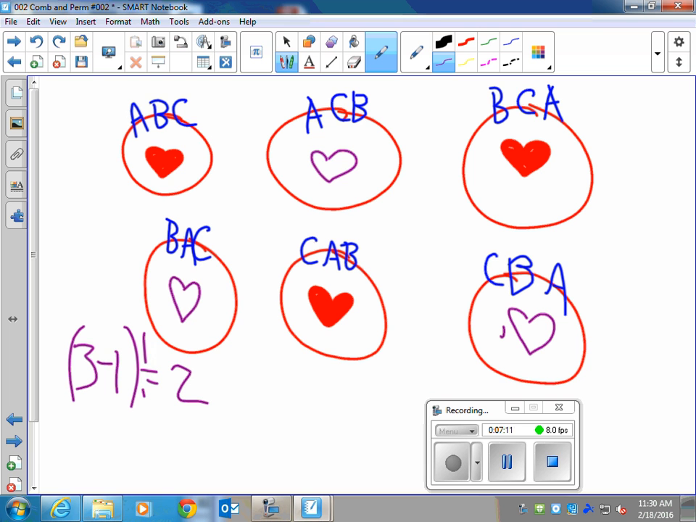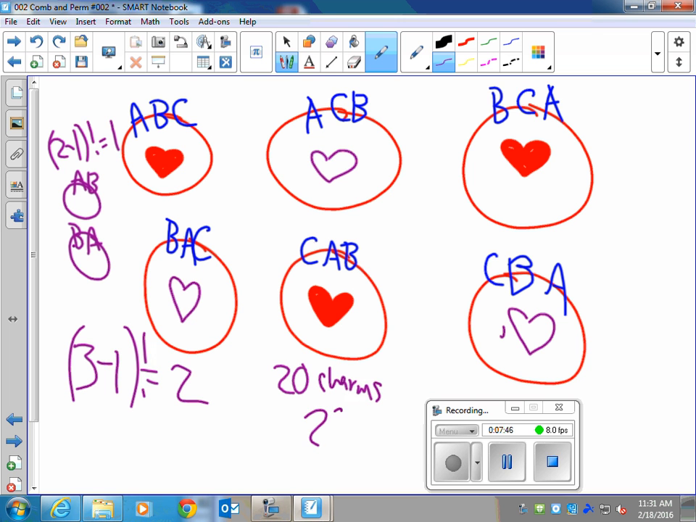This works with 2. If you had AB and you had BA, how many ways could you rearrange these? Are these the same arrangement if you swung this A around? Yeah. So is 2 minus 1 factorial equal to the number of arrangements? Yeah. If you had 4, it would be 3 factorial. If you had 20 charms and you put those on, that would be 20 minus 1 factorial, or 19 factorial.